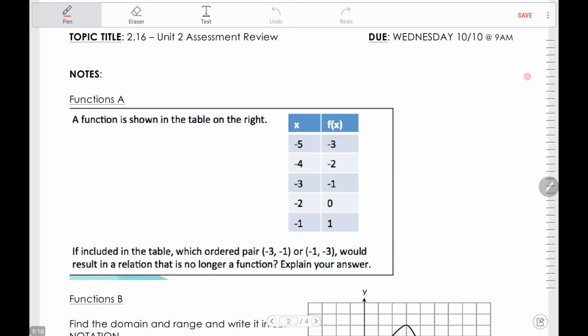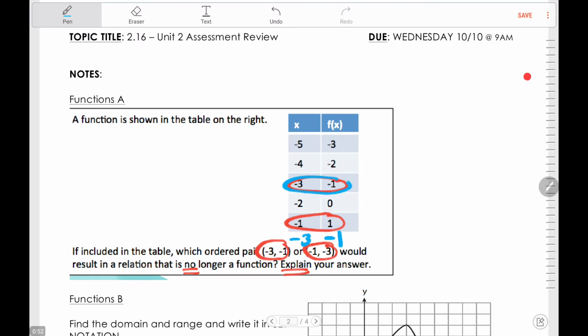So for functions A, a function is shown in the table to the right. If included in the table, which ordered pair, -3, -1, or 1, -3, would result in a relation that is no longer a function? And explain your answer. Okay, so if I look at my table and I look at -3 and -1, if I added these points to the table, if I added a new -3, -1, is it a function, yes or no?